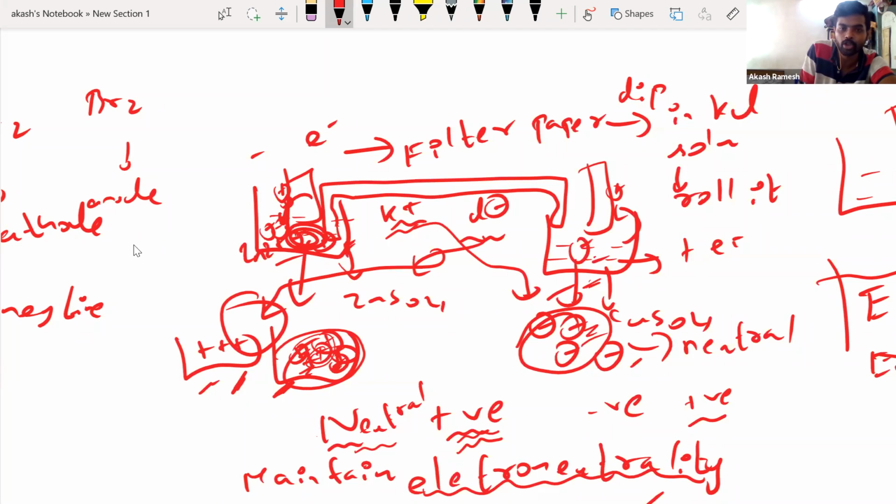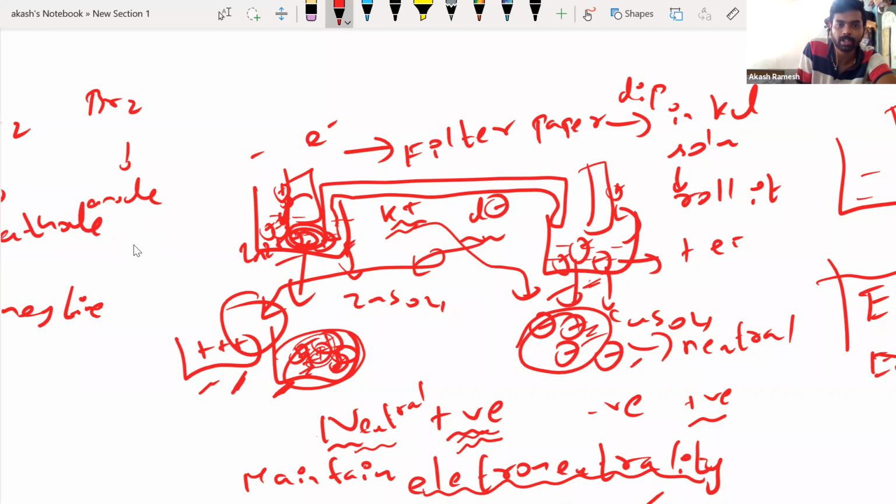So obviously in the solution, I'll have negative charge. Again, you are adding electrons to this side, and already I have so much negative charge. So adding electrons to a negative charge is going to become more and more difficult. To overcome all this problem, we use something called the salt bridge.